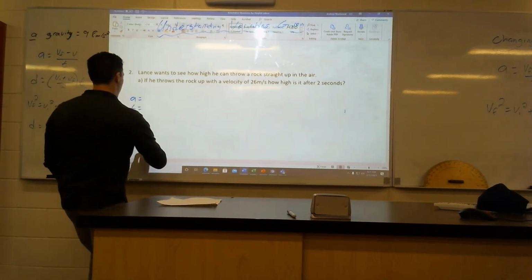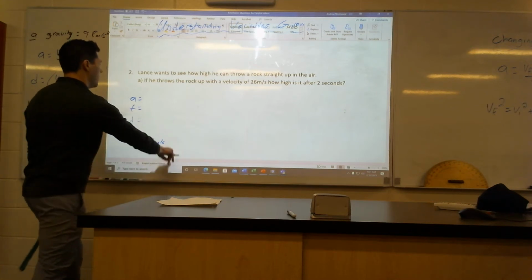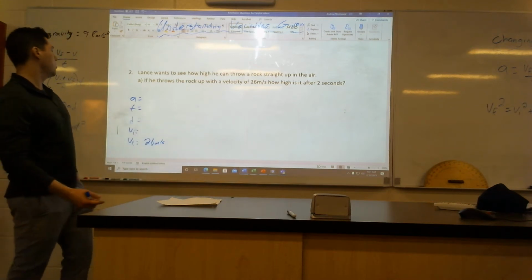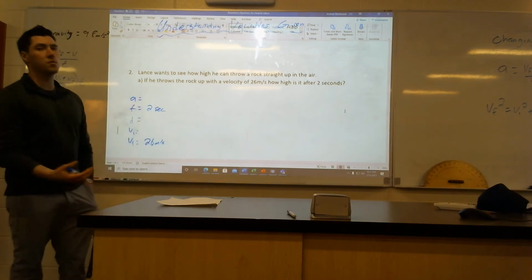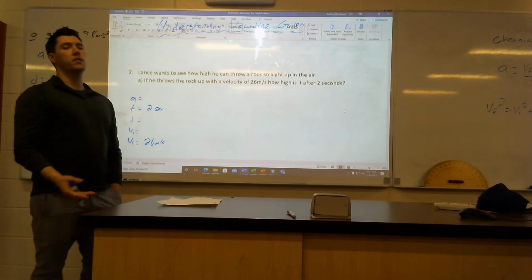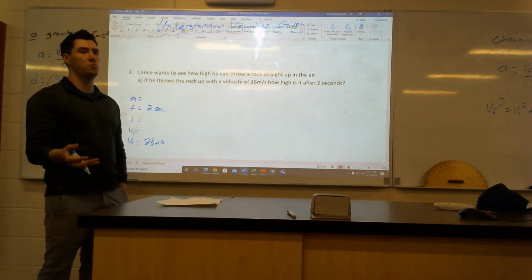So our VF right away here is going to be 26 meters per second. It says, how high is it after 2 seconds? Cool, time is 2 seconds. In this question though, I'm only given 2 variables, but the third one we should be able to figure out. It's usually not too bad.